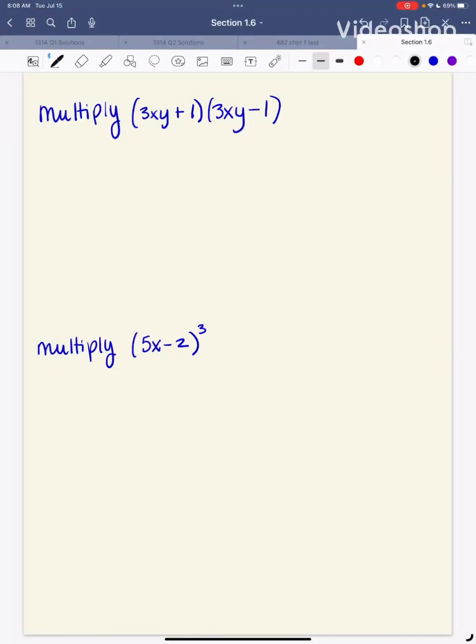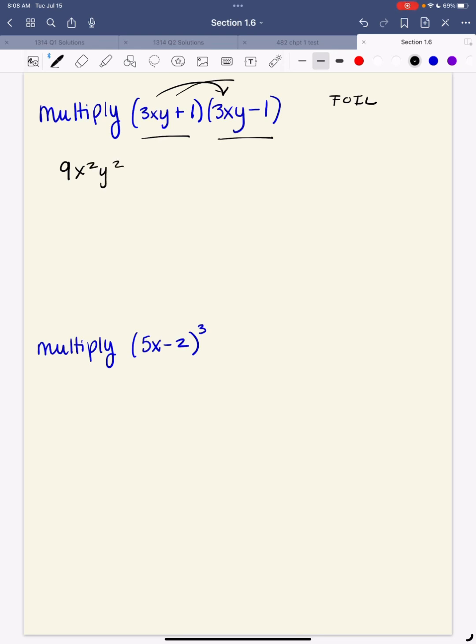In this example, I'm multiplying binomials again, but I want to show you something that's going to happen with this particular instance. So let's go ahead and use our FOIL. I begin with the product of my first. So I've got 3xy times 3xy. Now piece by piece, 3 times 3 is 9. X times x is x squared, and y times y is y squared.